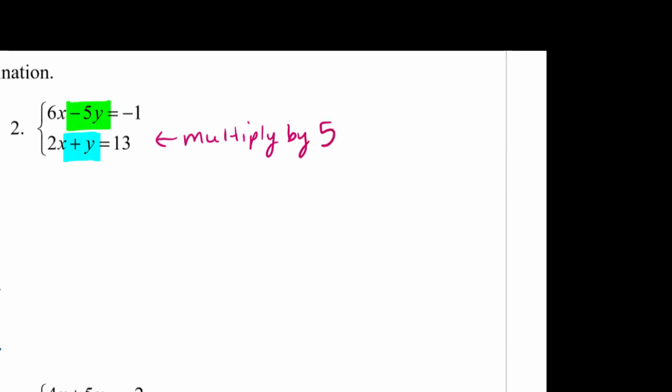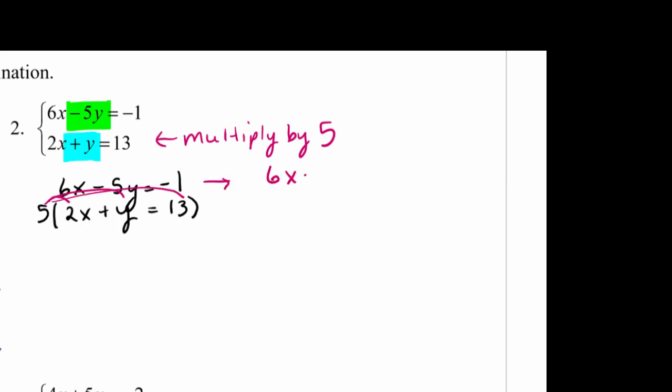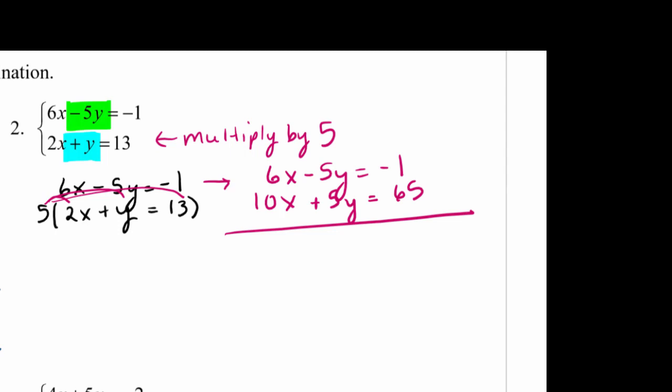I'm going to rewrite the first equation. That one is unchanged. 6x minus 5y equals negative 1. And then I'm going to multiply the second equation by 5. And that has to happen on both sides of the equation. This 5 gets distributed 3 times. Okay, so rewrite the first equation. Just going to keep rewriting because I haven't changed that. But the second equation becomes 10x plus 5y equals 65, because I multiplied that 5 throughout, right?